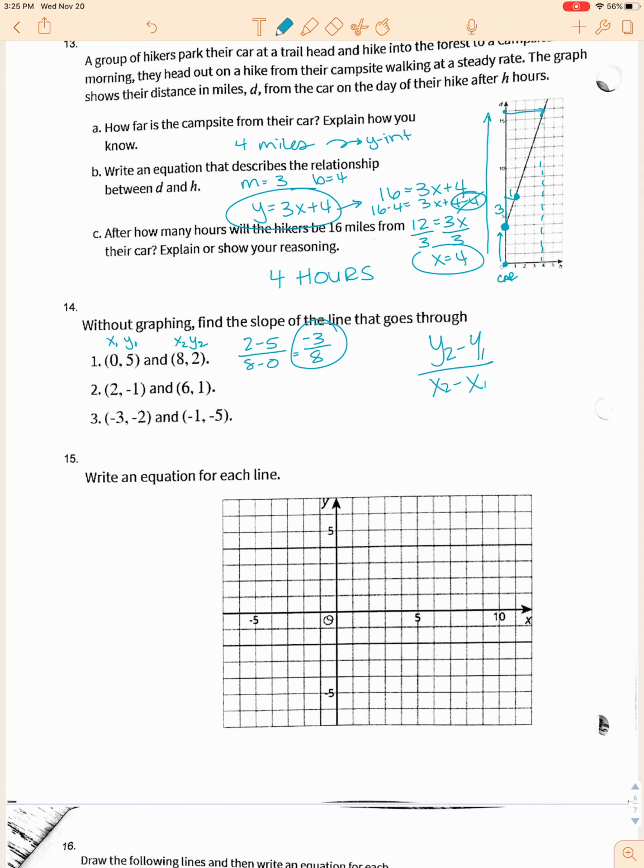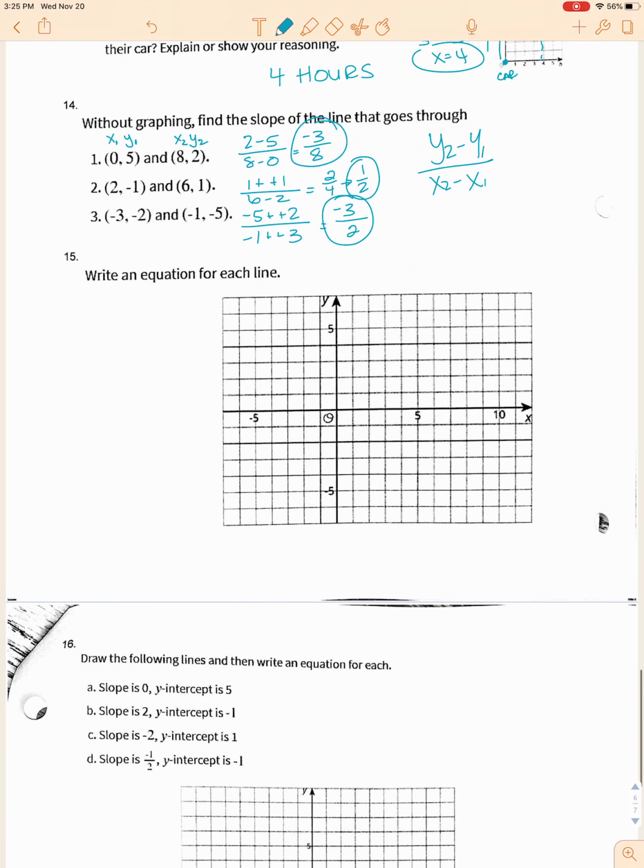Okay, so now I'm going to go on and I would label these all, and then I'm going to pull 1 minus negative 1 over 6 minus 2. I have a double negative here, so I'm going to change it to a positive, and I get 2 over 4. Well, 2 over 4 is the same thing as 1/2. Last, negative 5 minus negative 2 over negative 1 minus negative 3. Double negatives again. Negative 5 plus 2 is negative 3. Negative 1 plus 3 is 2.